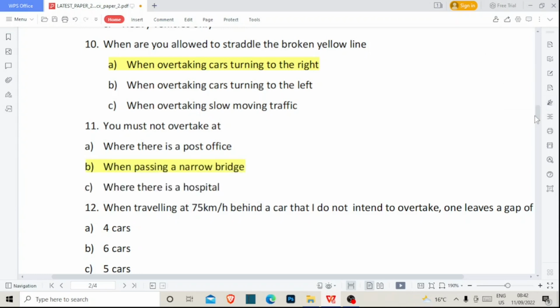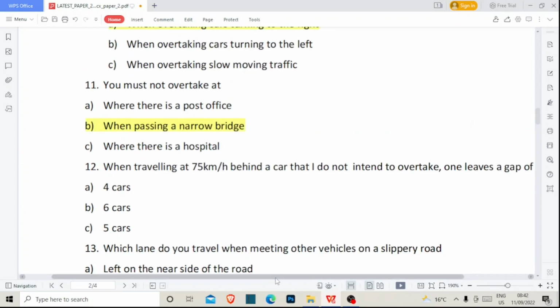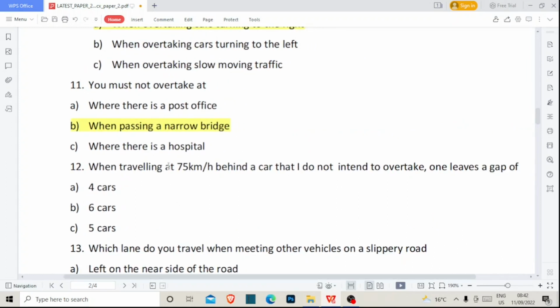Let's go for number 12. Number 12 says, when traveling at 75 kilometers per hour behind a car that I do not intend to overtake, I leave a gap of, is it 4 cars, 6 cars, or 5 cars? Well, we know that the law says that for every 15 kilometers per hour that you travel, you're supposed to leave a gap of 1 car.